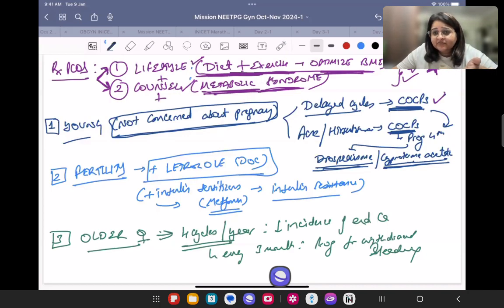Yes, for withdrawal, we give Meprate, that is medroxyprogesterone acetate, or norethisterone acetate. Both are basically progesterones. Okay, understood? Last line. Every 3 months, give her progesterone for withdrawal bleeding. So she gets her period.